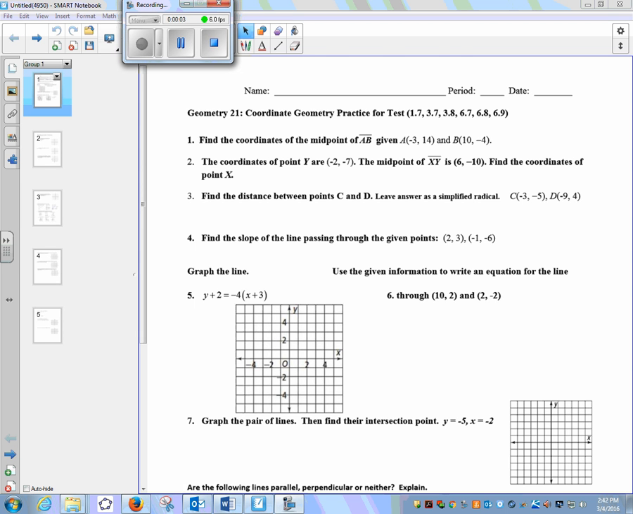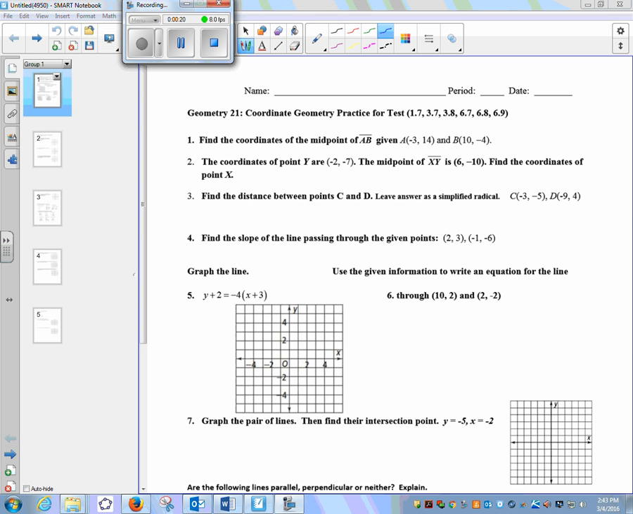Hello, this is Mrs. Myers, and I'm going to just do this review sheet for the honors geometry practice for the coordinate geometry test. I'm going to go through as many of these as I can.